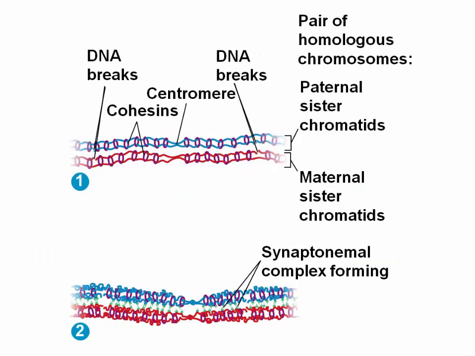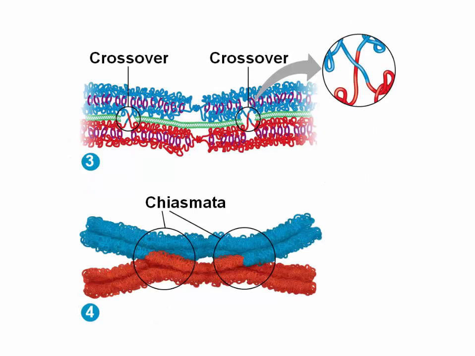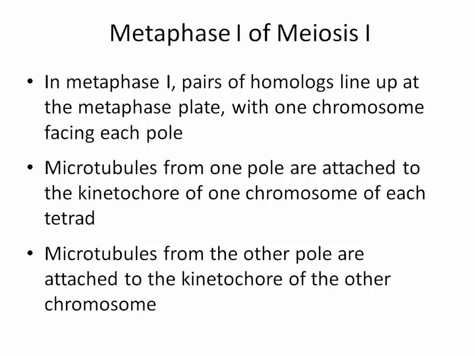So we're going to look at it one more time. Look at the DNA breaks. We're going to focus on those, and then we're looking at the complex forming where all these little green dot-like things are there. And then in this picture we have the zipper-like structure helping keep everything together while there's a crossover, and the DNA breaks are repaired, and you end up with chiasmata, and you form new chromosomes. In metaphase 1, pairs of homologs line up at the metaphase plate with one chromosome facing each pole.